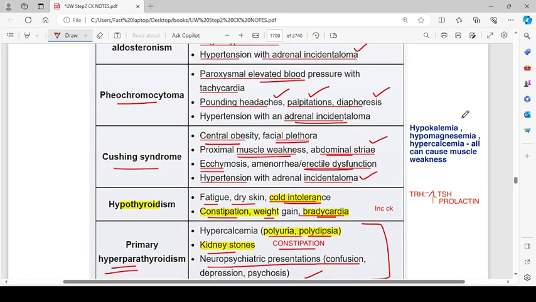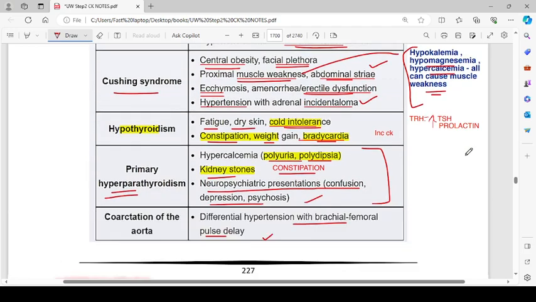In Cushing syndrome, you will find hypokalemia, hypomagnesemia, hypercalcemia, all can cause muscle weakness, like this one. You will not find these in Cushing syndrome. For muscle weakness, you must remember that hypokalemia, hypomagnesemia, and hypercalcemia, all of these factors independently can cause muscle weakness.